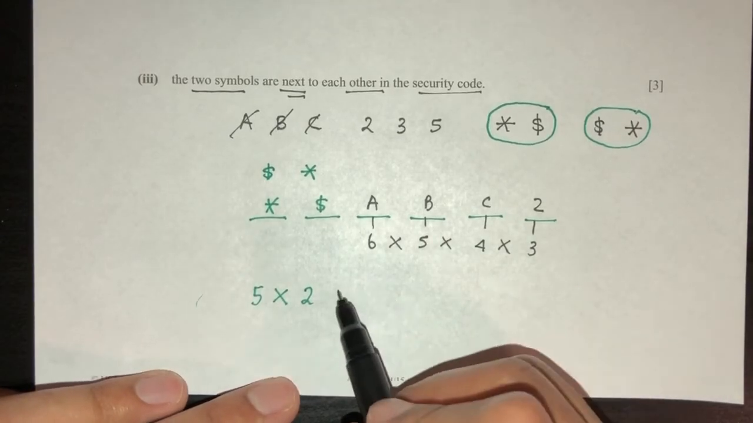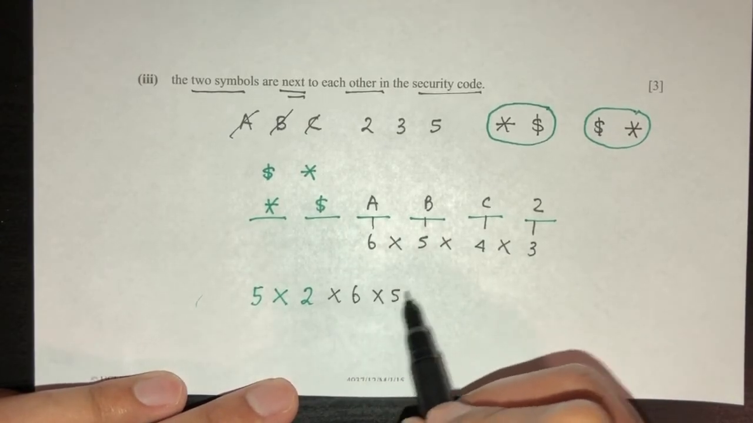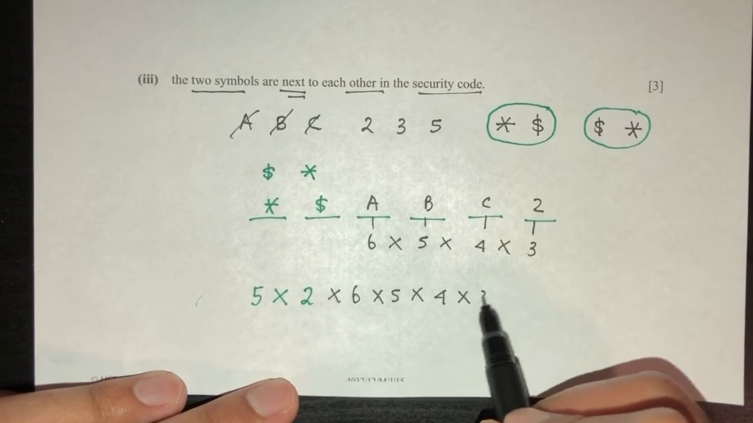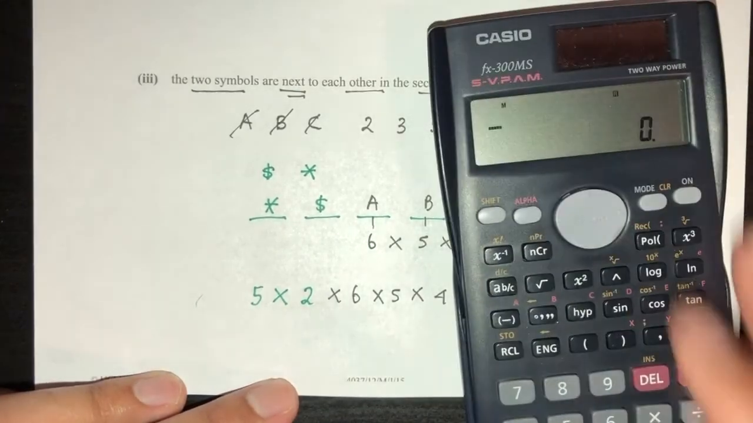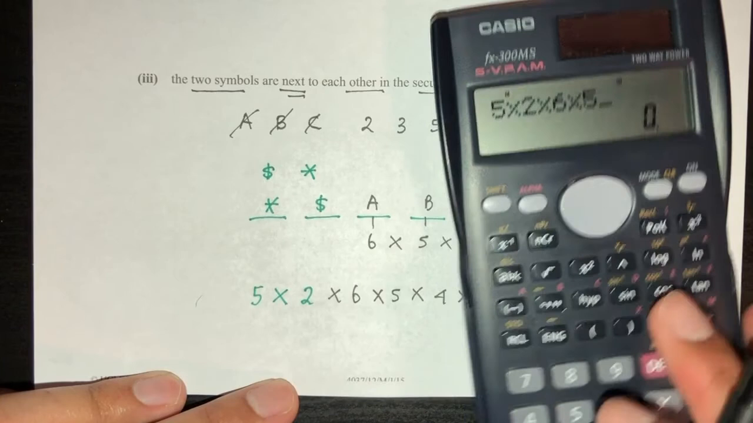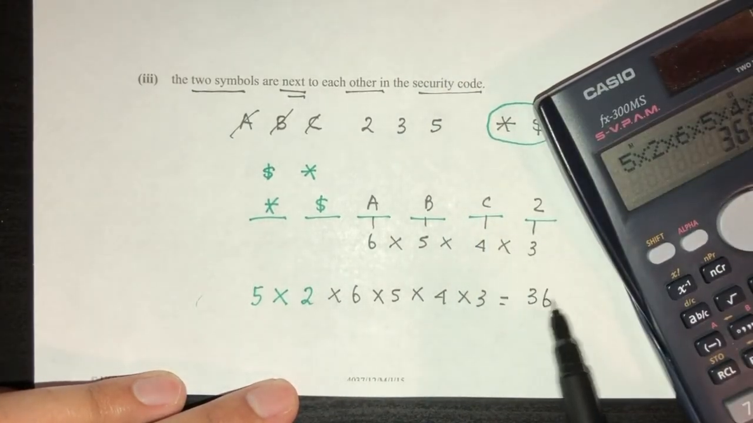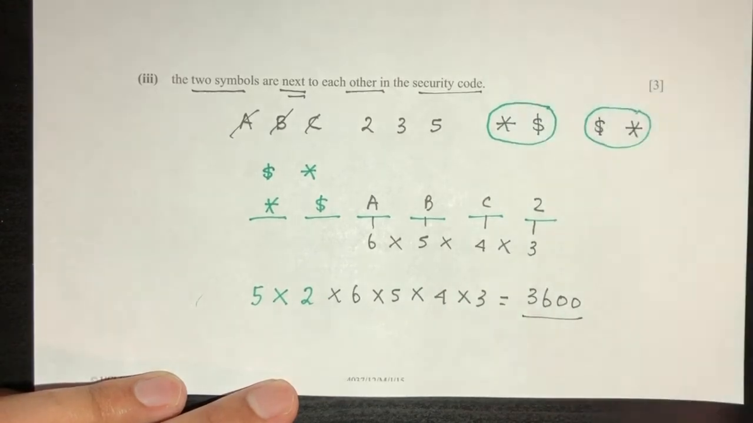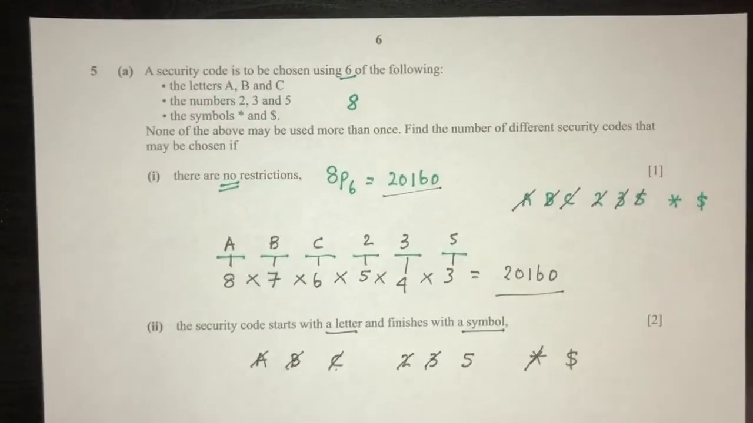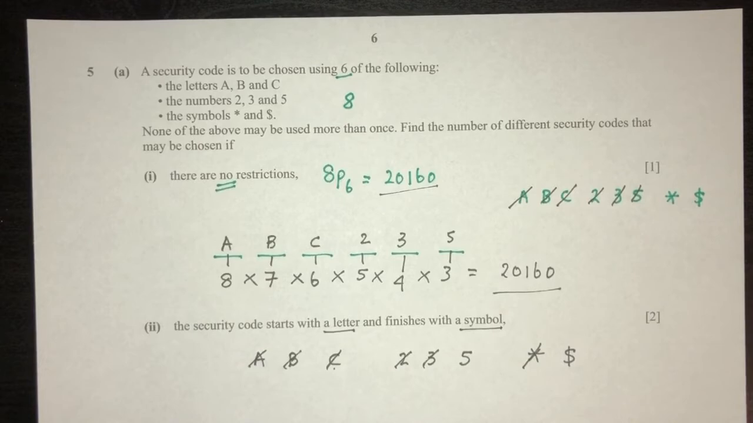So 5 times 2 times 6 times 5 times 4 times 3. That should be 3600. Okay, that will be part 3 of this question. And that was your question number 5.